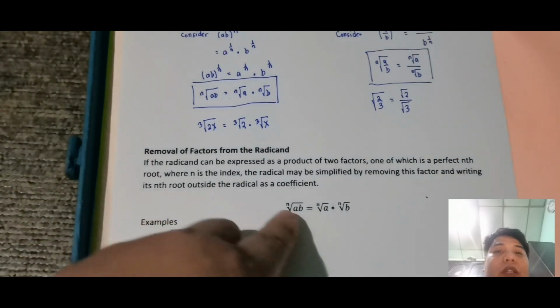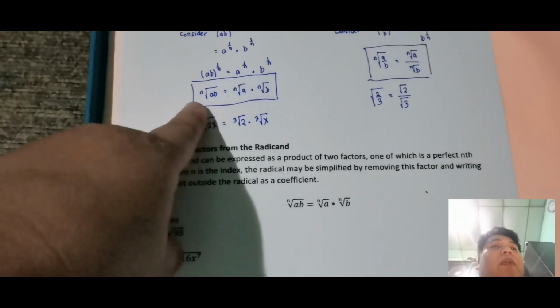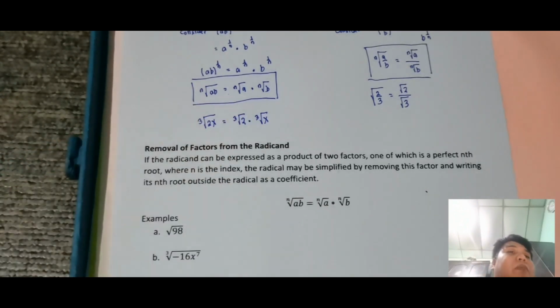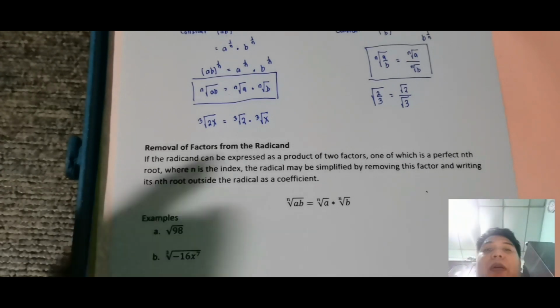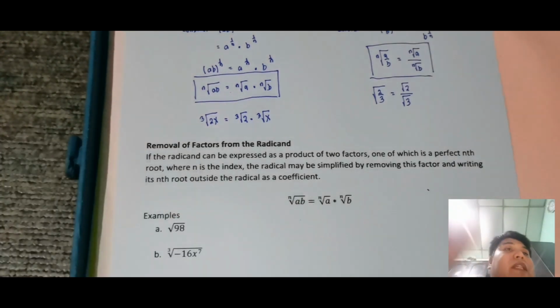So, another way, ito yung ginamit natin kanina, yung nth root of AB is equal to nth root of A times nth root of B. So, gagamitin natin yung property na yan. Ngayon, ito yung goal. Ipapactor mo siya, in which yung isa dun perfect nth root. Kung perfect nth root yun, gagamitin natin yung property na to, then saka natin i-apply, lalabas siya, then magiging coefficient siya mismo nung radical natin.